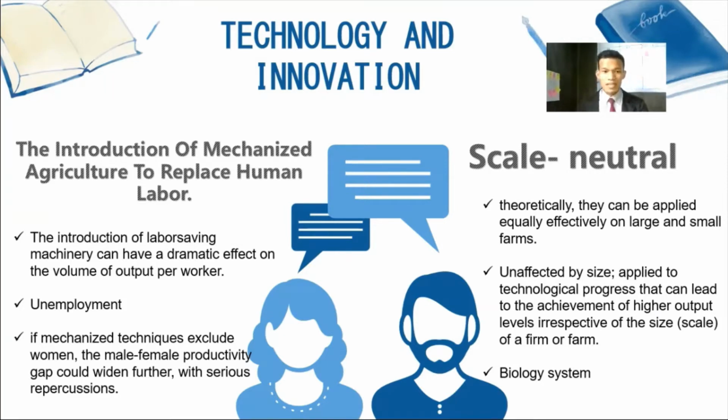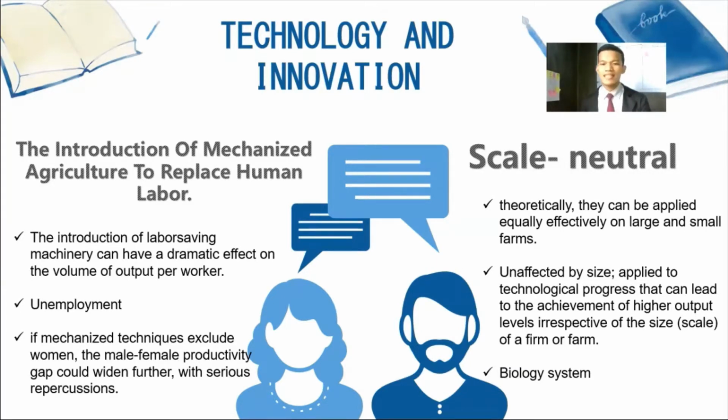Okay, the introduction of labor saving machinery can have dramatic effects on the volume of output per worker. This is from worker to the machine, and it can affect unemployment in Malaysia. Okay, if mechanized techniques include women, the male-female productivity gap could widen further with serious repercussions.